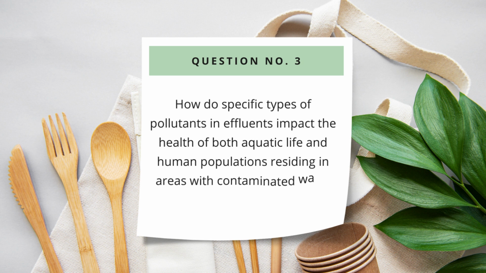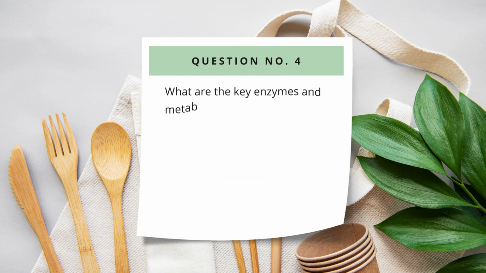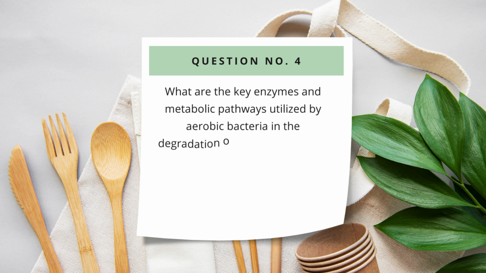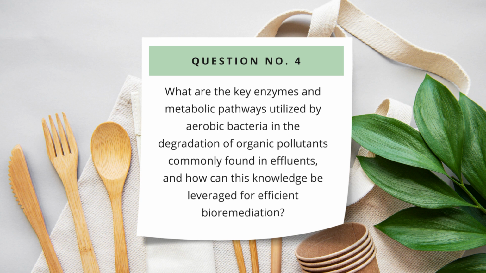Number 3. How do specific types of pollutants in effluents impact the health of both aquatic life and human populations residing in areas with contaminated water sources? Number 4. What are the key enzymes and metabolic pathways utilized by aerobic bacteria in the degradation of organic pollutants commonly found in effluents, and how can this knowledge be leveraged for efficient bioremediation?